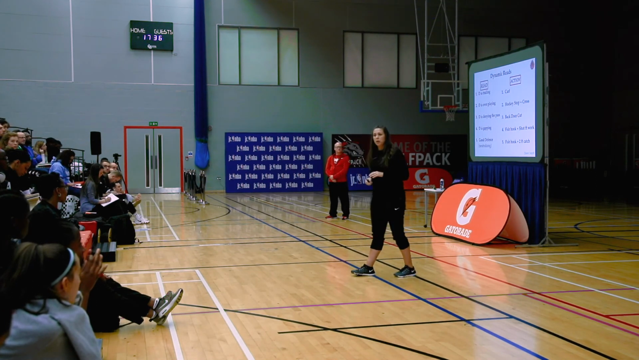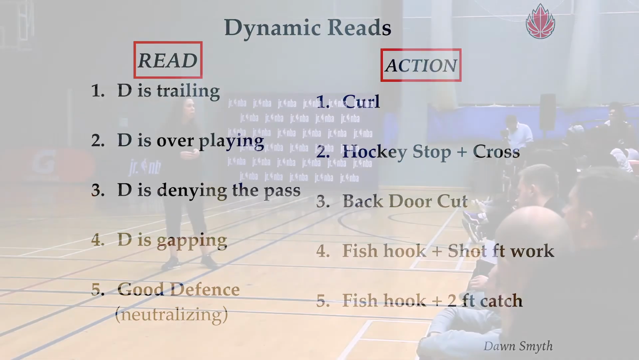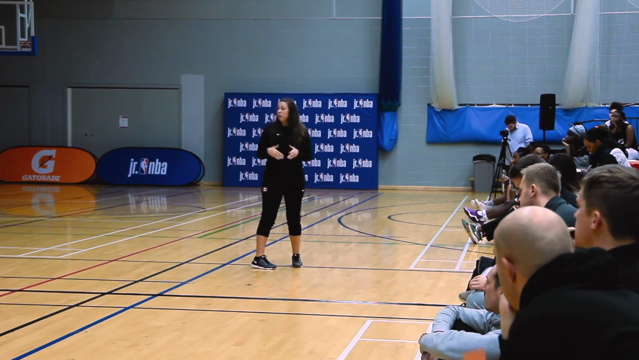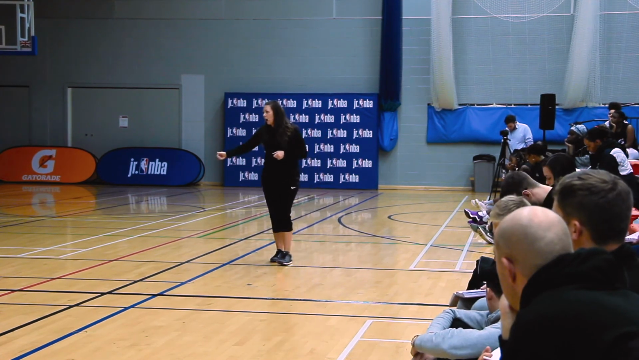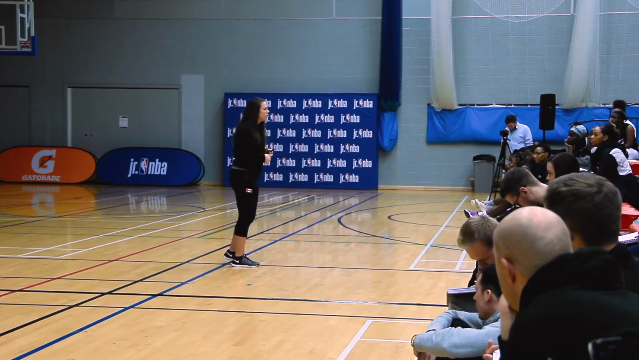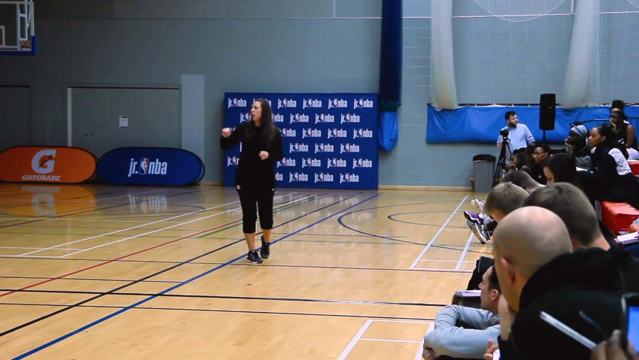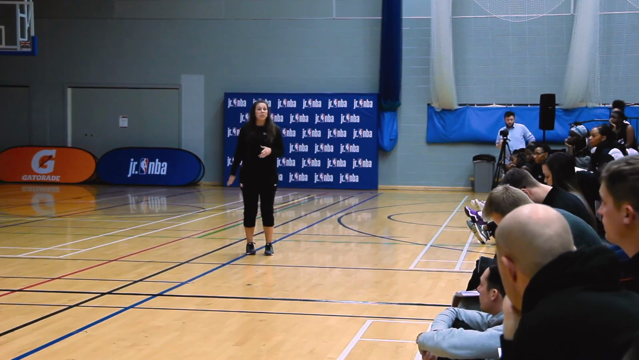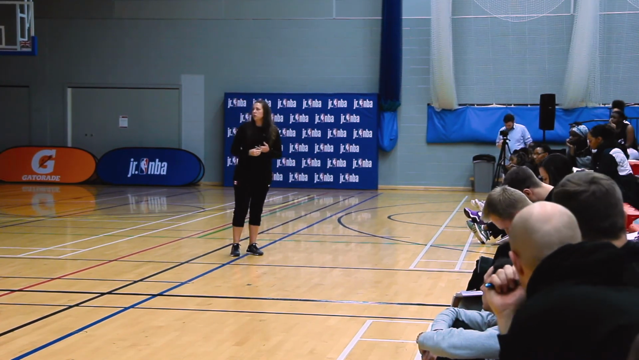So, reads around that: we're going to work with this dynamic one-on-one today. You guys can listen to this and you're going to be able to execute it. One read is, as I'm cutting with the defense trailing, my action is going to be curling, so I'm going to curl towards the rim. We'll talk about the components of that. It could be that my defense is overplaying me. They're jumping up, so now I'm going to hockey stop, which we talked about yesterday, and cross over to go back the other direction. If the defense is denying, in most cases you're going to go backdoor cut. It doesn't change in this situation.